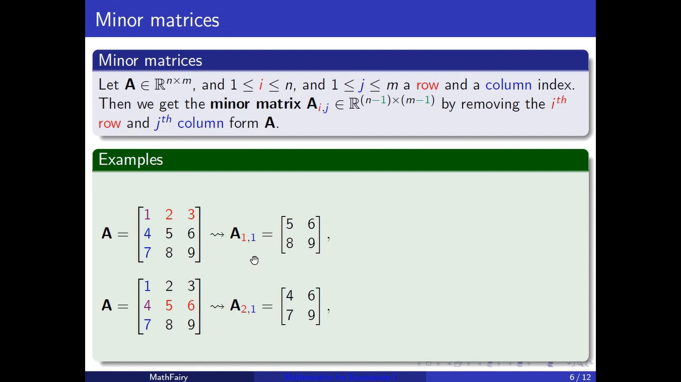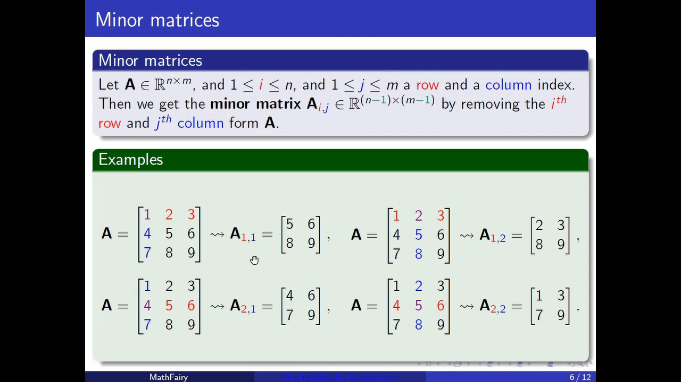Likewise, if I pick the element 4, that would mean that I need to delete the first column and the second row, giving me the minor matrix 4, 6, 7, 9. And similarly for these two other examples as well.